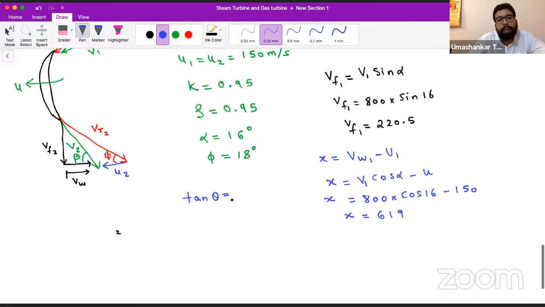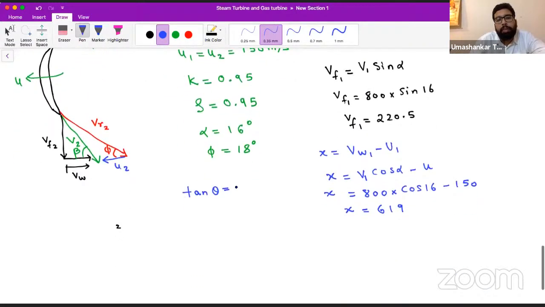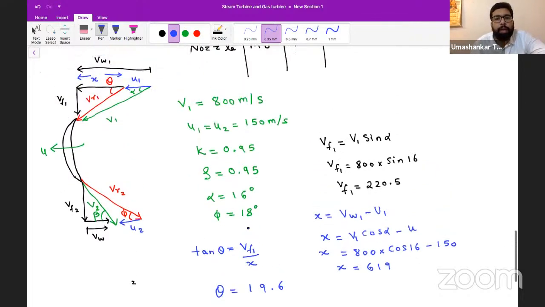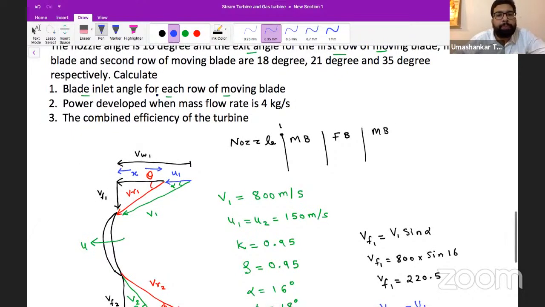So tan theta is going to be Vf1 upon x. Yes or no? Vf1 upon x. So from here we can have the value of theta. We have Vf1, we have x. So theta is coming out to be what? As Madhusmita you are telling me, it is 19.6. Okay, so some portion of the first part of this question we have completed.